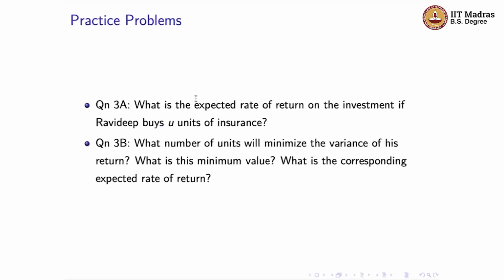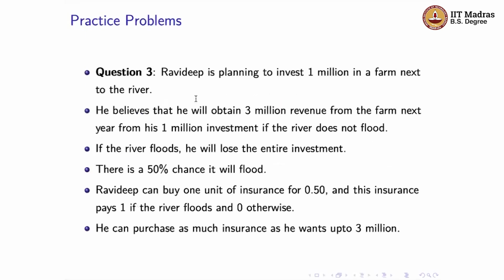So with probability 0.5, there is no flood, right? In this case, this 1 million will become 3 million revenue, right? And there is not going to be any payout from the insurance company, right? Therefore, in the event that there is no flood, he is going to have a payout of 3 million, which is the revenue that he gets. And we need to multiply this with the probability that this event will happen, which is 50%.